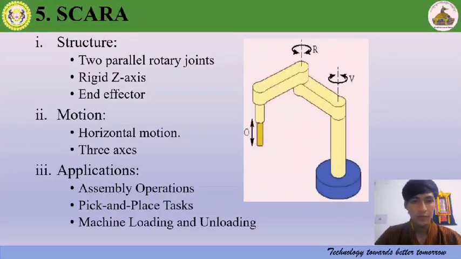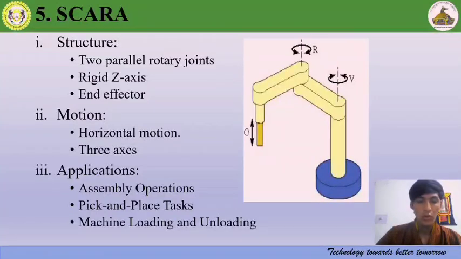Under the structure, there are three types. First one is two parallel rotary joints, and this joint allows for horizontal movement in the XY plane. And second one is a rigid Z-axis. The Z-axis is rigid and it provides stability for vertical movement. And third one is an end effector. It is the tool or the device at the end of the robotic arm, and it is used to interact with the environment.